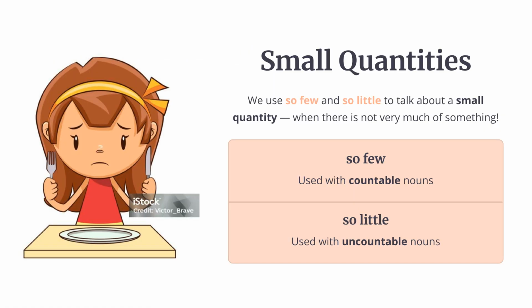Now, let's look at small quantities. We use so few and so little to talk about a small quantity, when there is not very much of something. Use so few with countable nouns, and use so little with uncountable nouns.